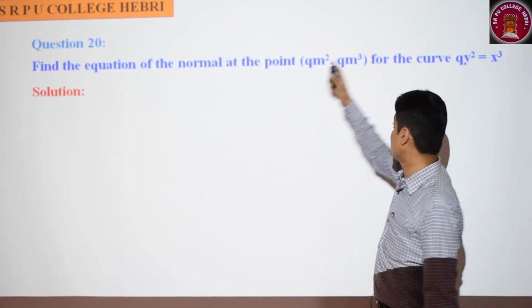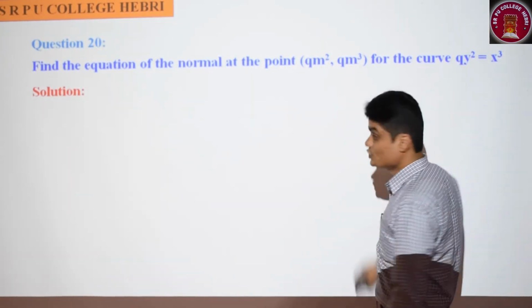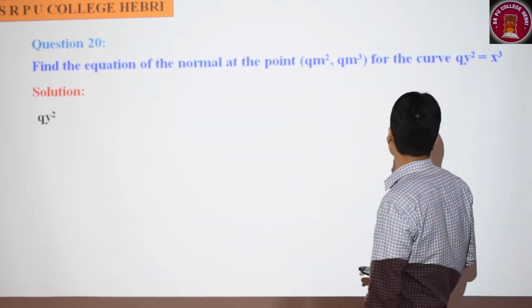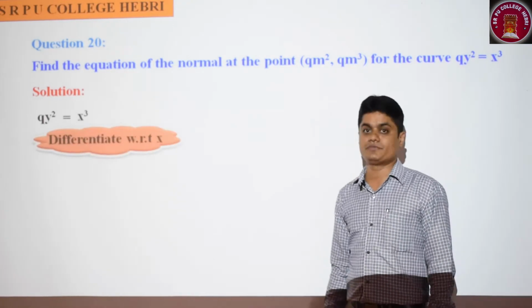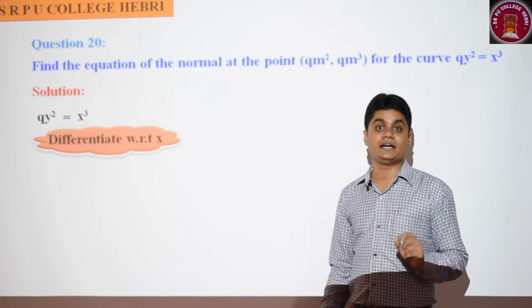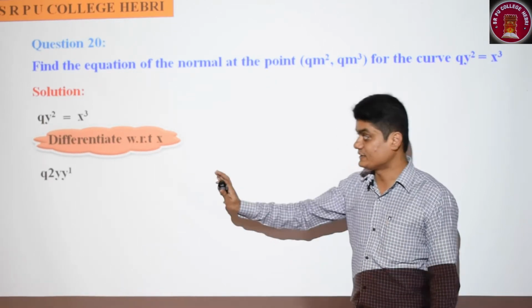Okay, which one do you have to differentiate? This. Remember, q is a constant. So consider the curve qy square is equal to x cube. Differentiate with respect to x. Remember q is a constant; only the variables are x and y. So the q stays as it is in the differentiation.